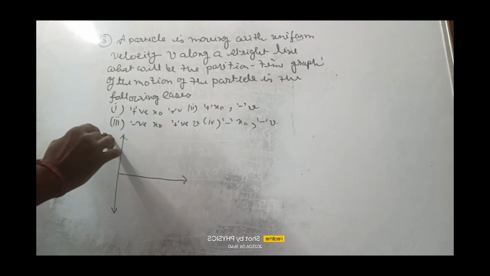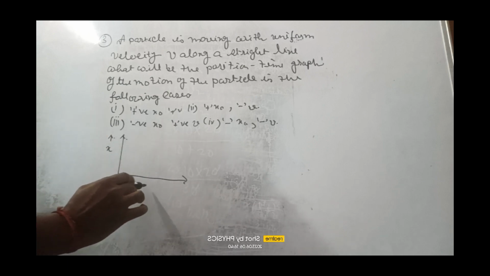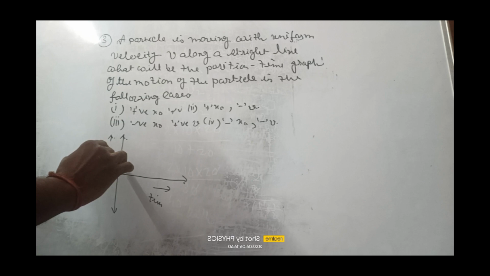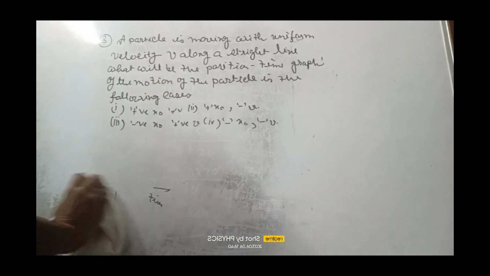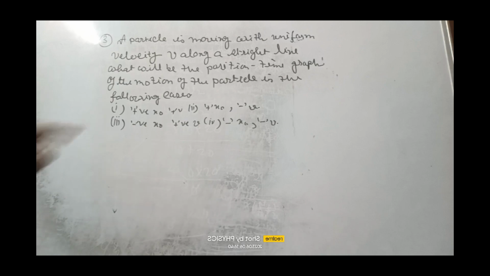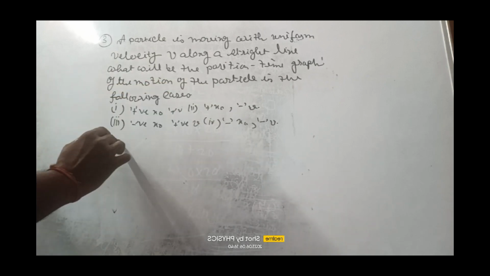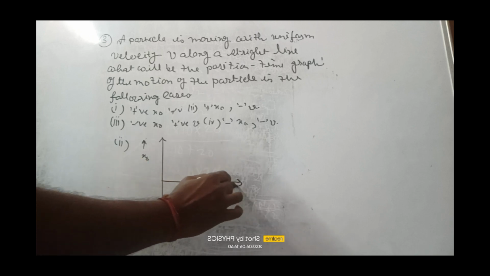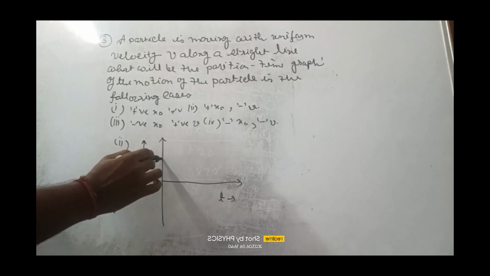Let us consider x is along this, and this is the time. The graph will be like that, because positive x0 and positive velocity. Now draw the second equation: positive x0 but negative v. Here x0 is on the axis and time along the other, that should be like that.